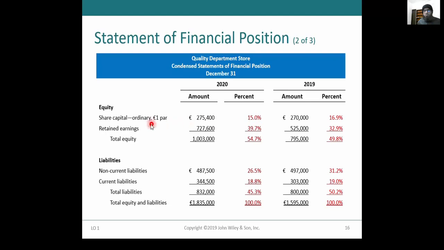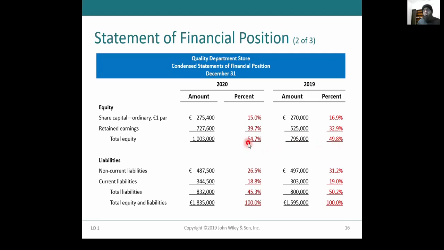So the equity is total 54.7%. So the liabilities are 45.3% because this 45.3 plus 54.7 makes up 100%. And you can also see the individual equity items, so the share capital, and individual non-current liabilities and current liabilities, how they have changed. So for example, you can see that the equity as a total is increased from 49.8%, that is almost 50%, to 55%.